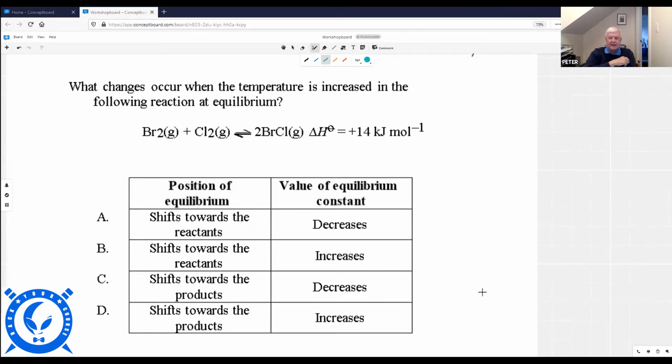D is indeed the correct answer. Well done. Because since delta H is plus, that means the reaction is endothermic. So heat is a reactant. Consequently, when you put heat in, the reaction will shift to the right. It will produce more product. So the value of the equilibrium constant will increase. Remember that the equilibrium constant only changes when temperature changes. Otherwise, it remains constant throughout. Very good.